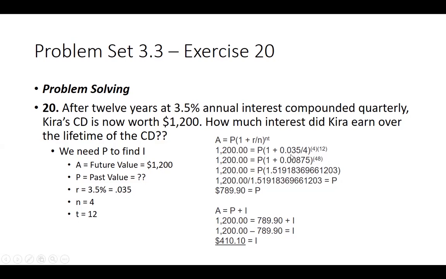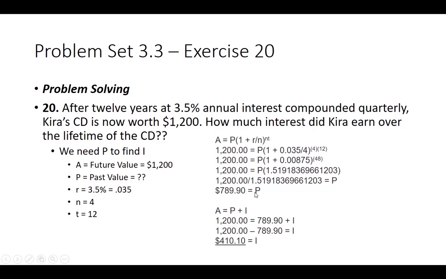Take care of the division next. 0.035 divided by 4 is 0.00875. Add 1 to that. Keep it in the calculator. Raise it to the 48th power, and you get this nice long string of numbers. Either store that in the calculator or write it down, because the next step is to divide both sides by that string to get P by itself. And 1,200 divided by that string of numbers, rounded to the nearest cent, is $789.90.